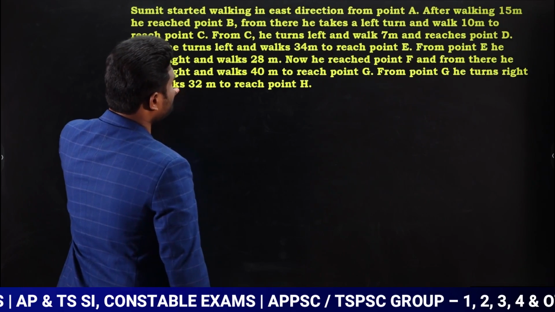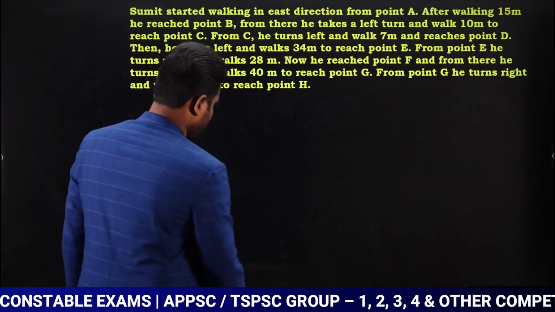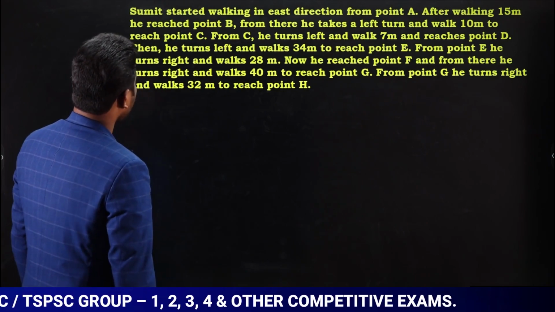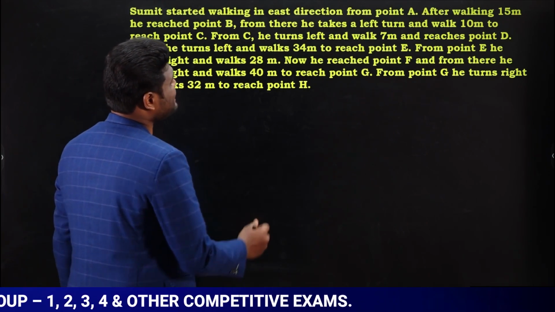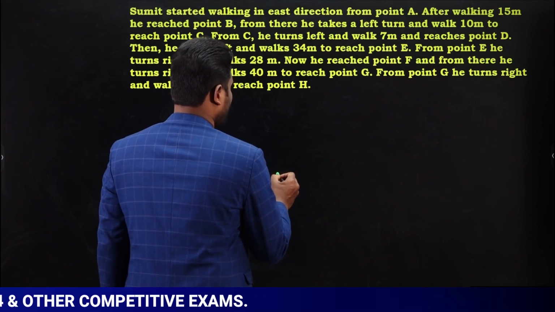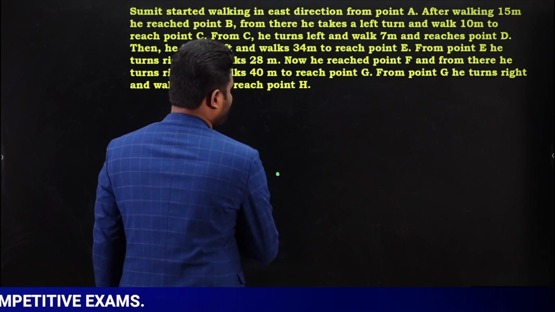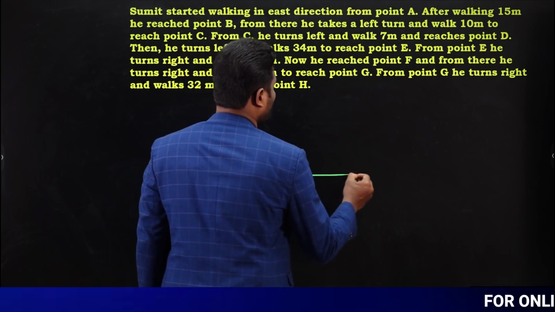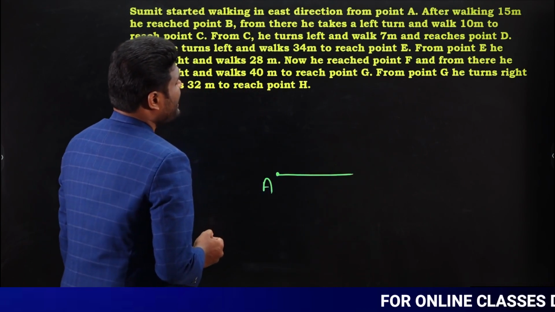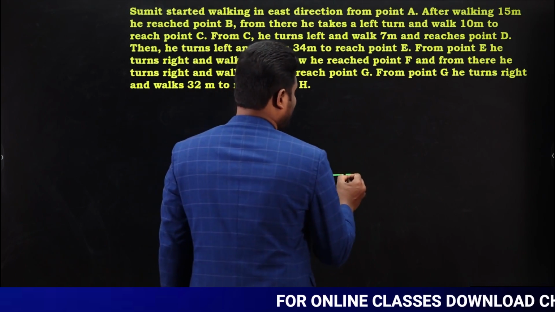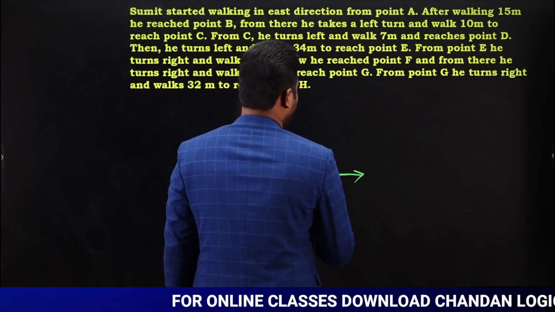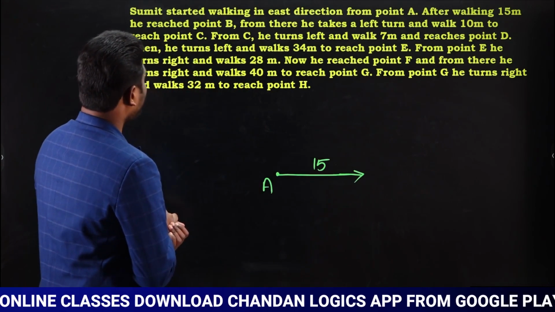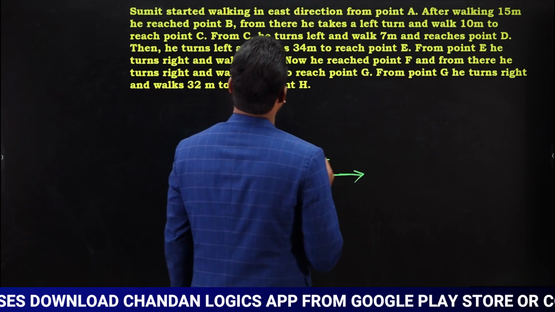So let us represent the diagram. Once we represent the diagram, then solving questions will be very simple. Look at this. Sumit starts walking towards east direction from point A. Let us say this is point A. So from point A, he started and he is moving towards east direction. He traveled 15 meters towards east and reached point B.